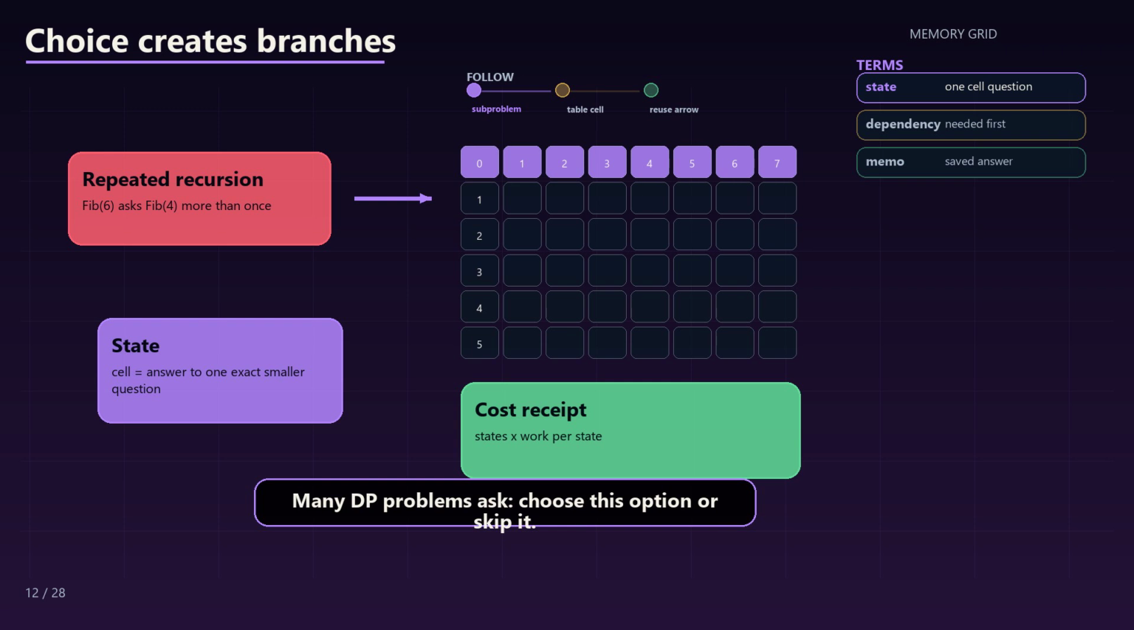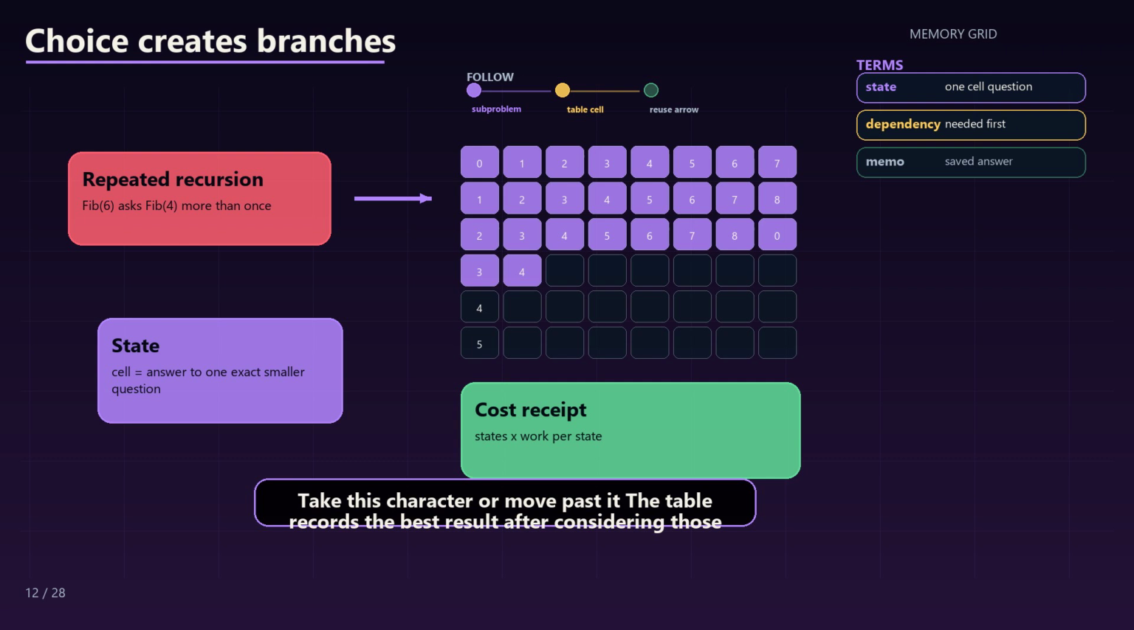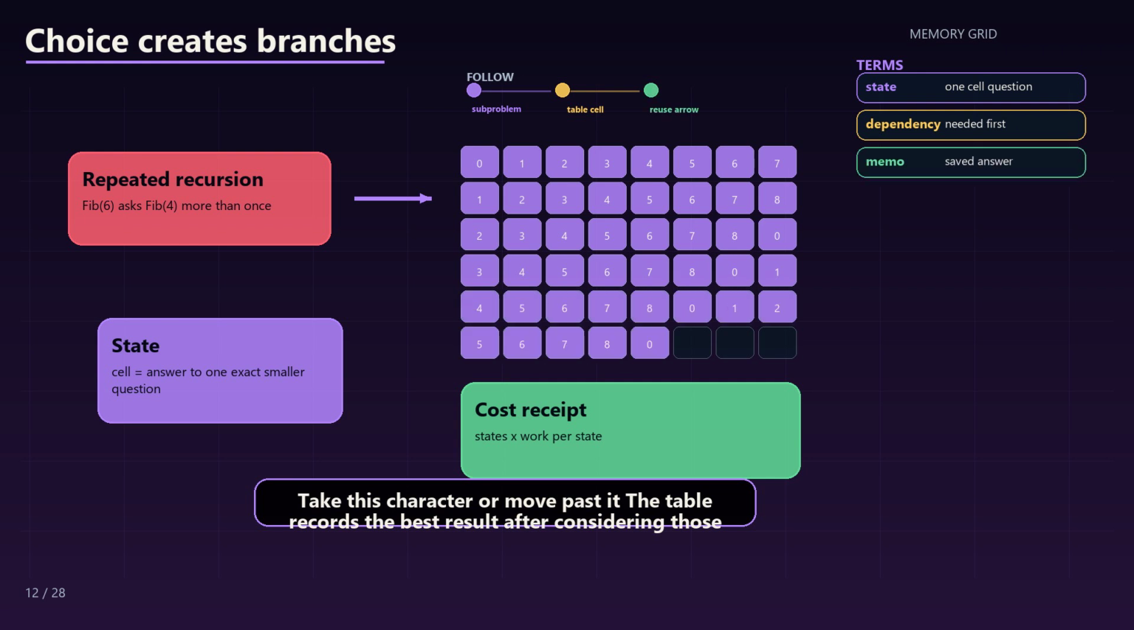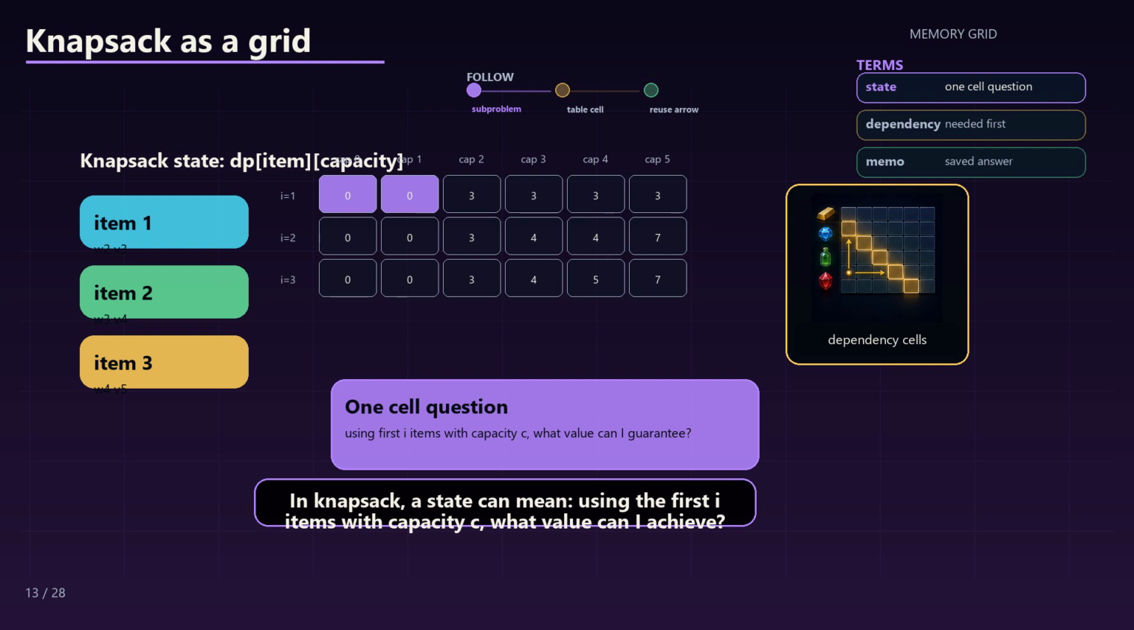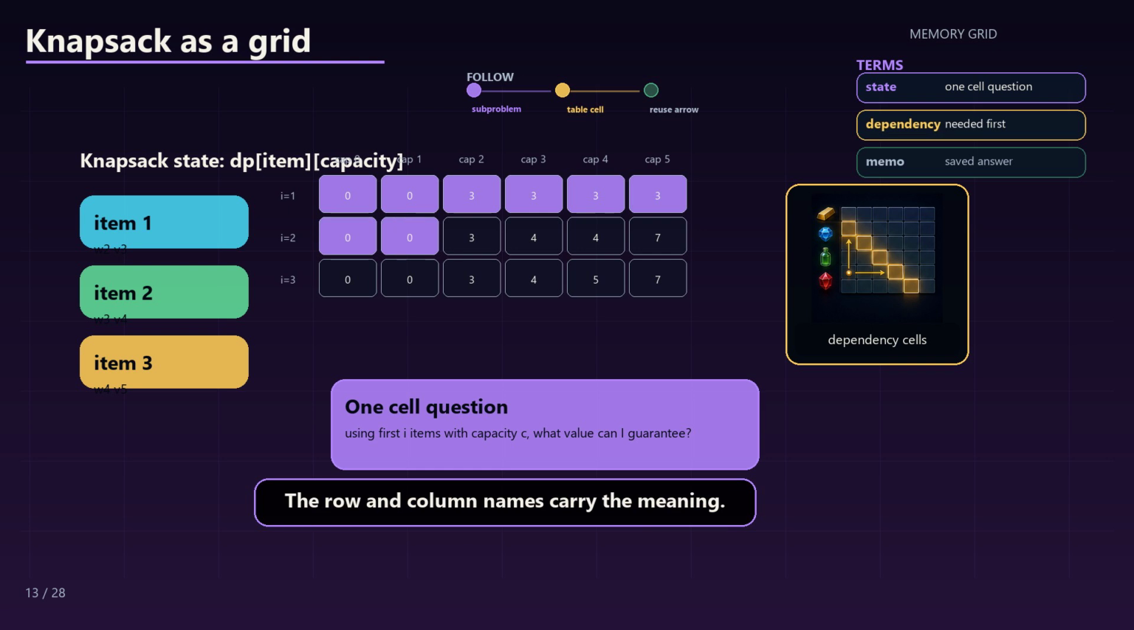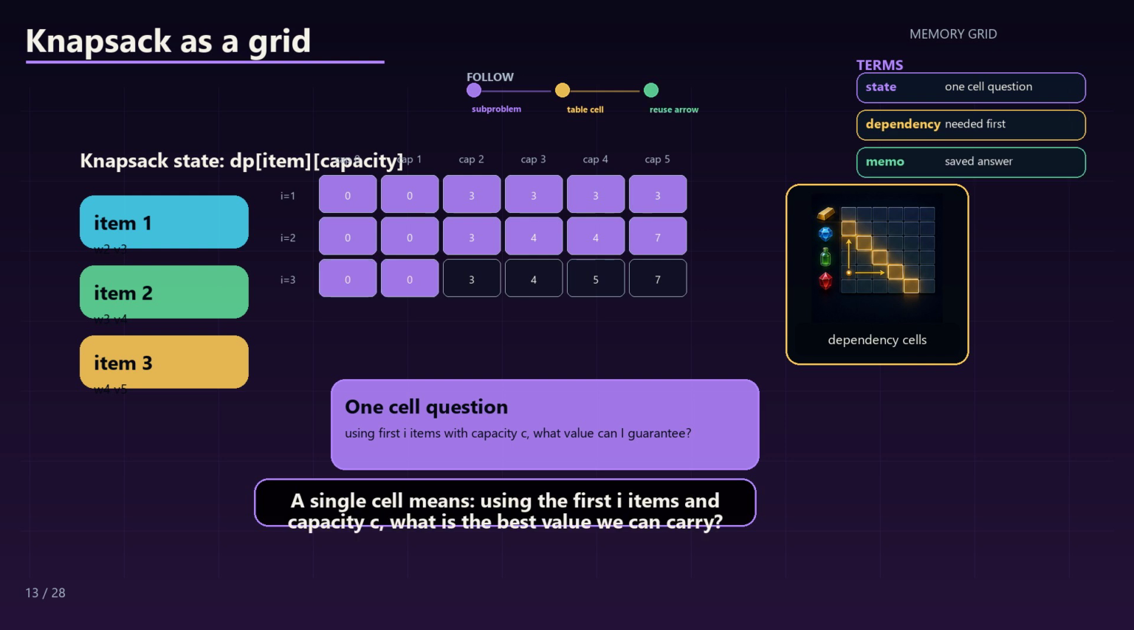Many DP problems ask, choose this option or skip it. Take this character or move past it. The table records the best result after considering those choices. In Knapsack, a state can mean, using the first I items with capacity C, what value can I achieve? The row and column names carry the meaning. A single cell means, using the first I items and capacity C, what is the best value we can carry.